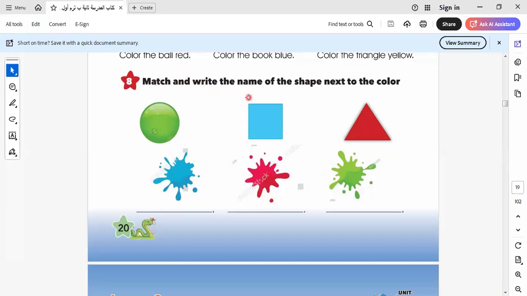Here is match and write the name of the shape next to the color. There is green. Green what? Green circle. So I select green with this one. Here it will be circle. Here is a square. The square here is in blue. So I write here square. I would like to write it in the correct way. Square. This is square. This is what? This is triangle.